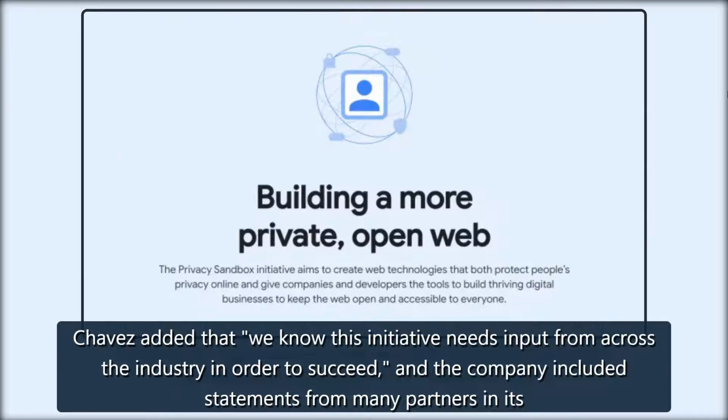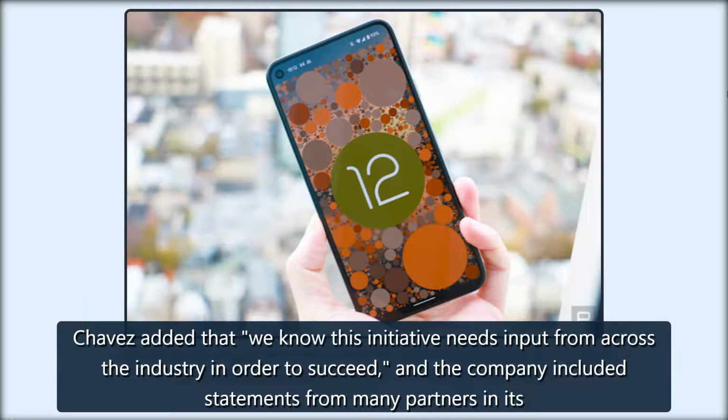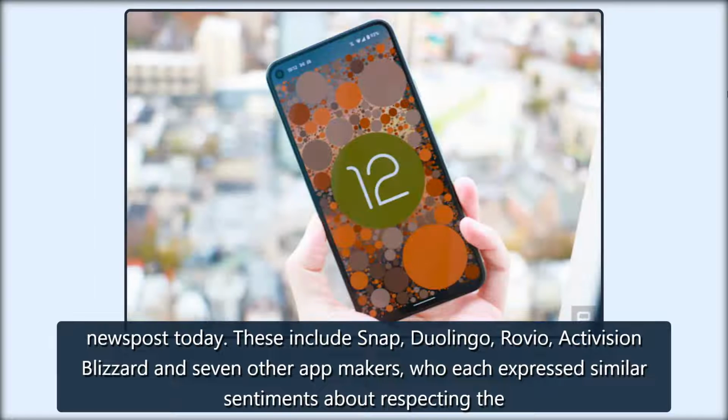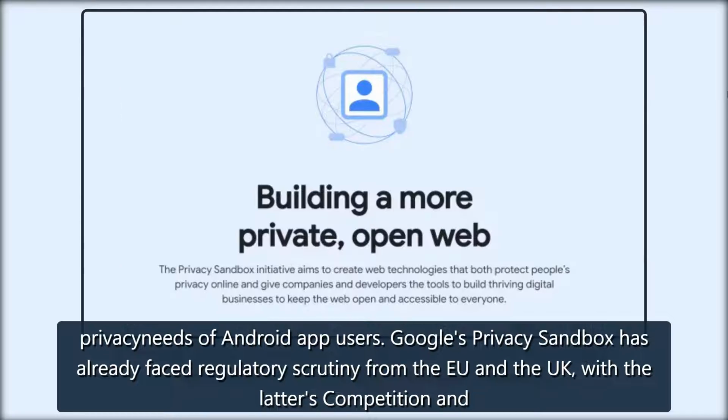Chavez added that, "We know this initiative needs input from across the industry in order to succeed," and the company included statements from many partners in its news post today. These include Snap, Duolingo, Rovio, Activision Blizzard, and 7 other app makers, who each expressed similar sentiments about respecting the privacy needs of Android app users.